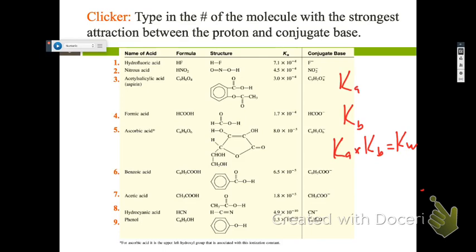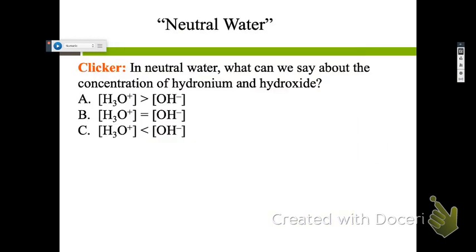Yeah, Matt? Why would it be Ka plus Kb equals K to B? I hopefully will show you that in a second. So logarithmic values, so it's pKa plus pKb equals 14. And pH plus pOH equals 14. So let's think about where this all comes from.